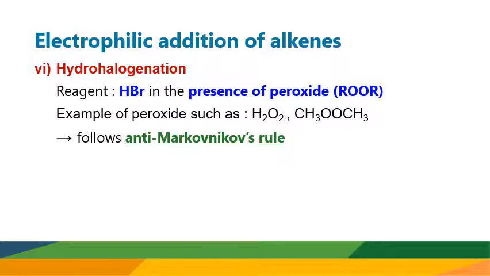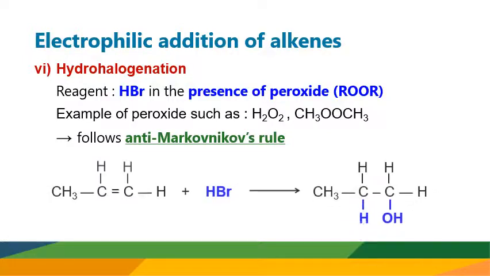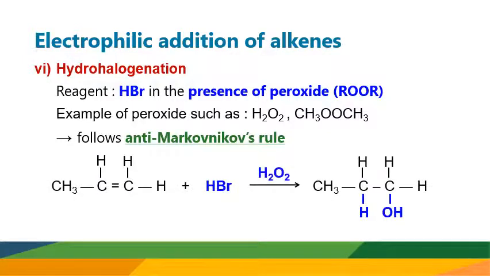The last example of electrophilic addition of alkenes is the hydrohalogenation. The hydrohalogenation of HBr in the presence of peroxide will follow the anti-Markovnikov rules. For example, when we have a propene react with HBr in the presence of H2O2, it will give 1-propanol, which is the reaction involves the addition of the hydrogen atom to the carbon-carbon double bond with less number of hydrogen atoms. That gives a major product.